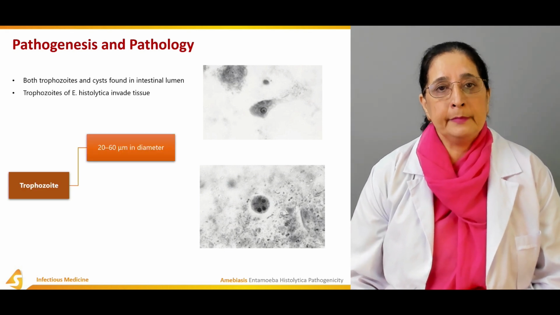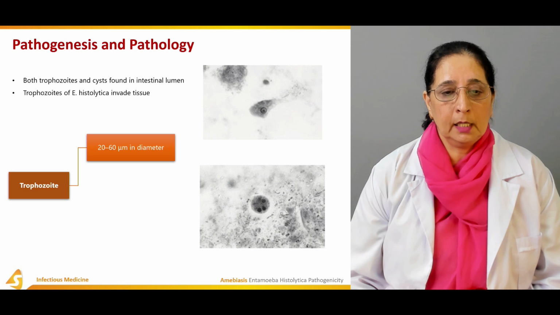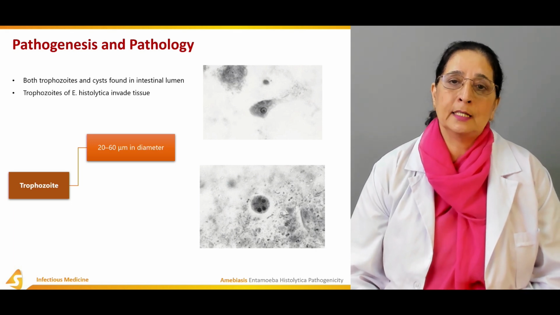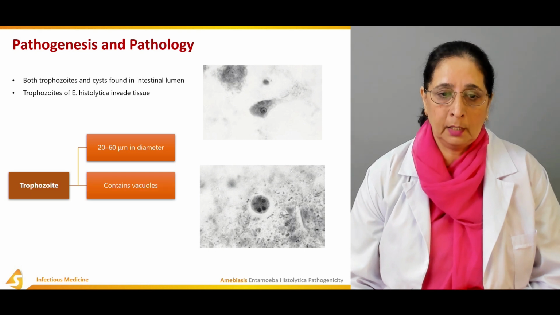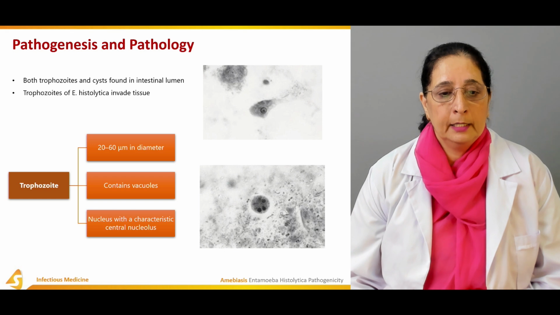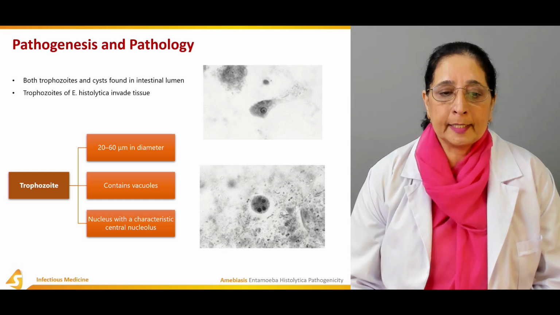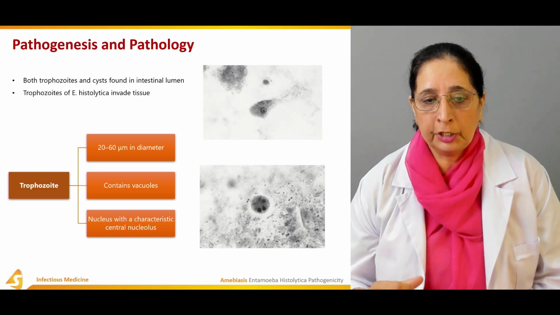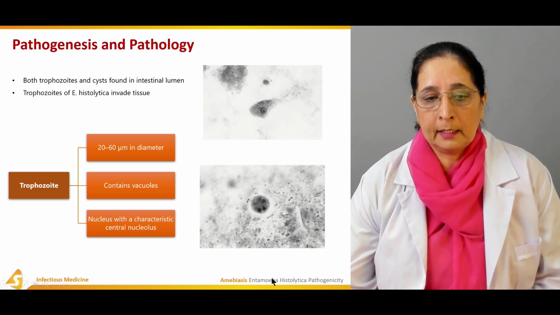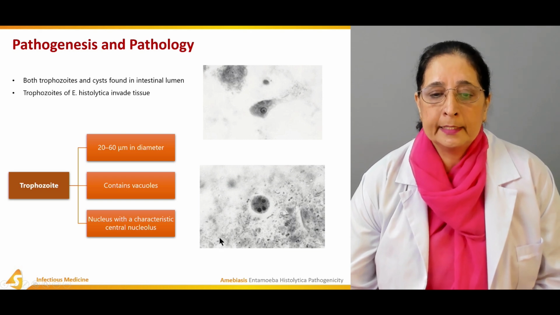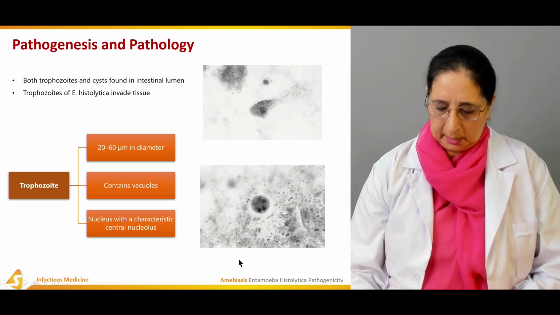Trophozoites of Entamoeba histolytica are about 20 to 60 micrometers in diameter, small, and contain vacuoles. So they have a vacuole and a nucleus with a characteristic central nucleolus.